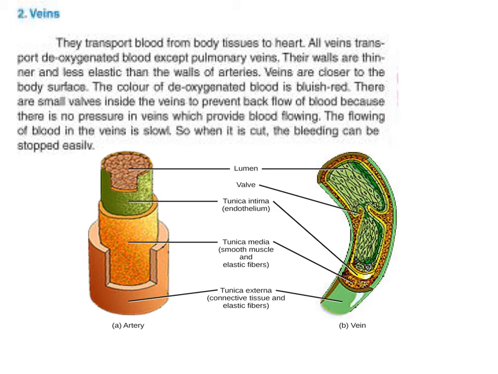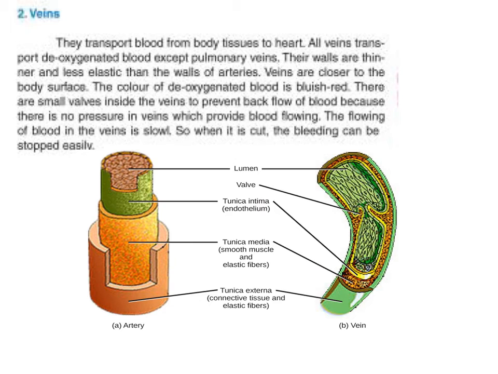Veins. What are veins? They transport the blood from body tissue to the heart. Arteries transport blood from the heart to the body tissue. Veins transport blood from body tissue to the heart. All veins transport deoxygenated blood.